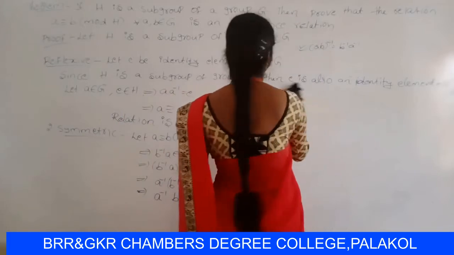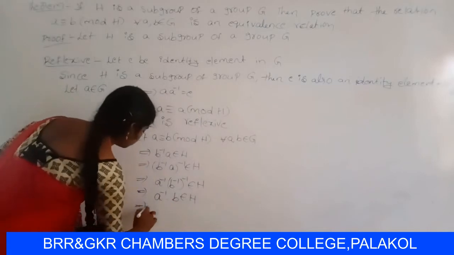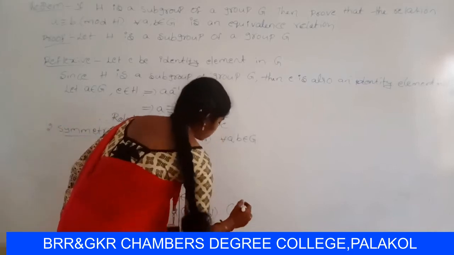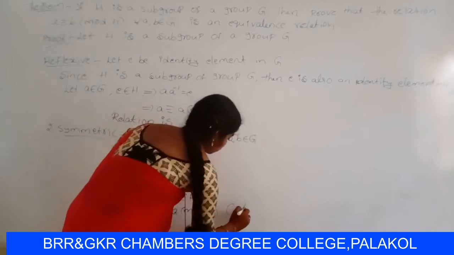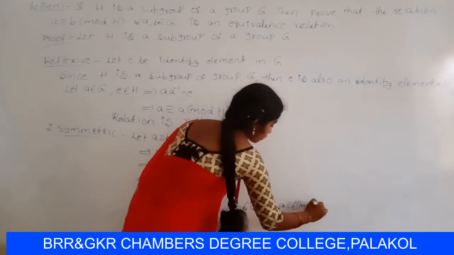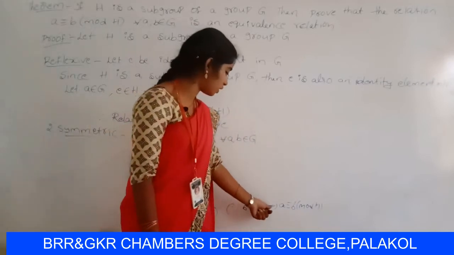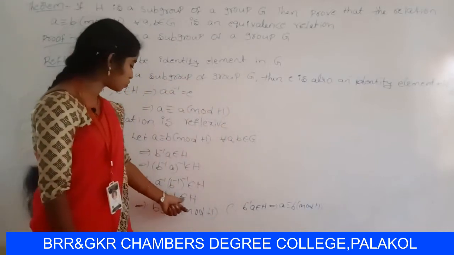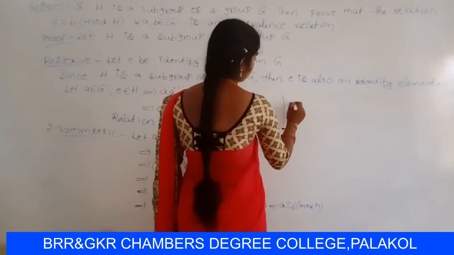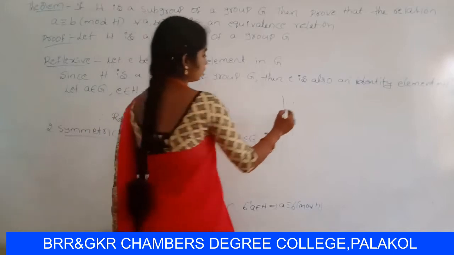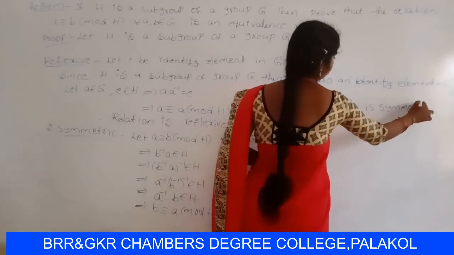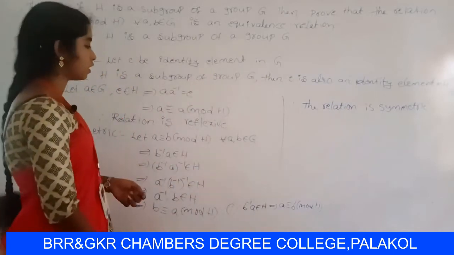Can be written as B congruent to A modulo H. By using the definition, B inverse A belongs to H can be written as A congruent to B modulo H. So A inverse B belongs to H can be written as B congruent to A modulo H. So therefore the relation is symmetric. So next, third one is transitive.